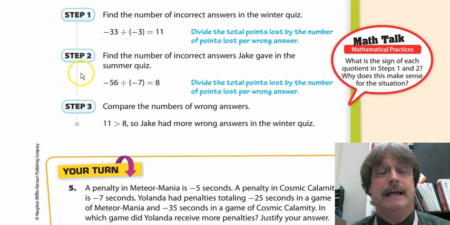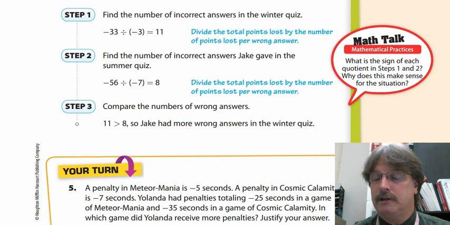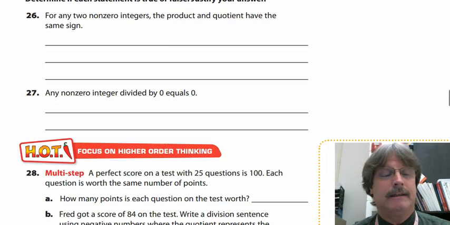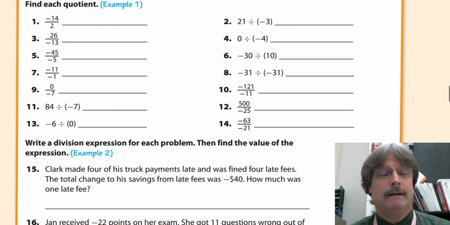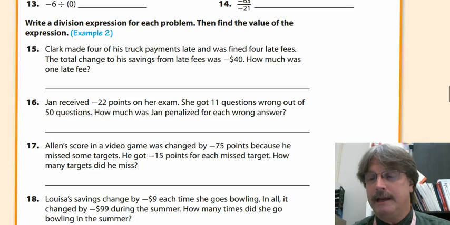Coming down and looking at the other quiz, the summer quiz here, you do the same thing, and then you have to make a comparison. 11 is greater than 8, so Jake had more wrong answers in the winter quiz. There's a your turn down here at the bottom, and then of course there's the guided practice, which I just zoomed by right here for you to go ahead and work on.